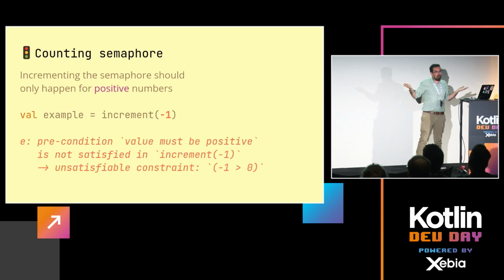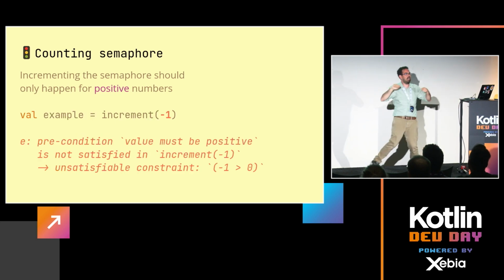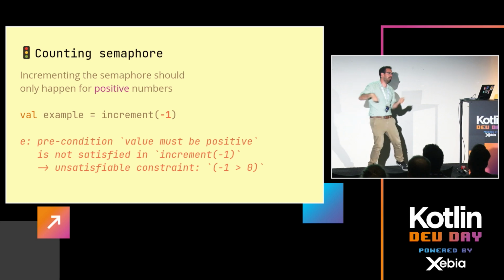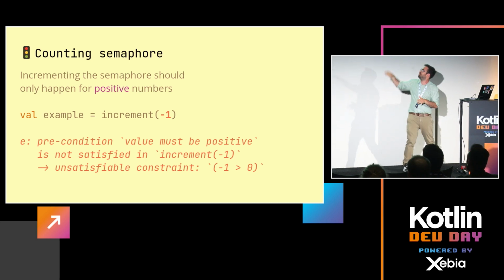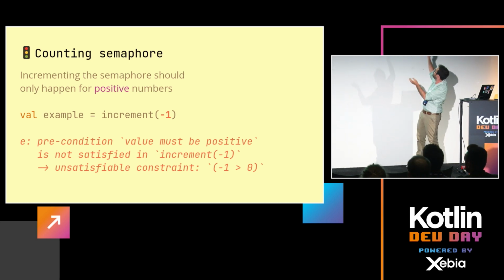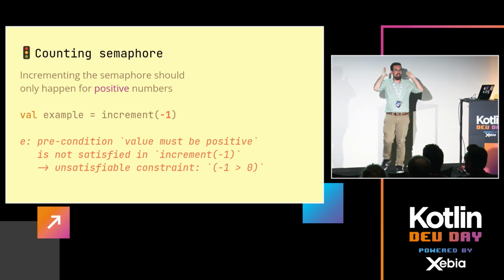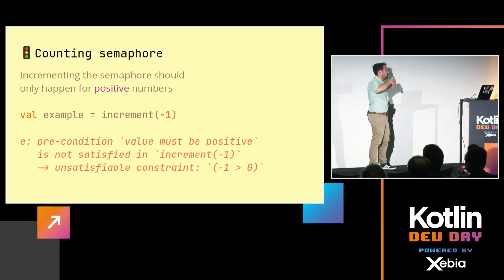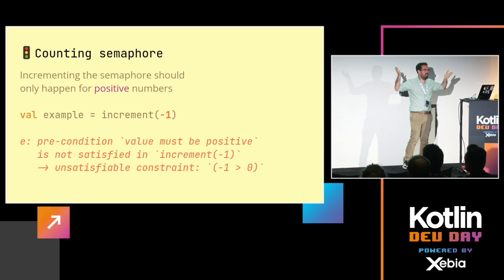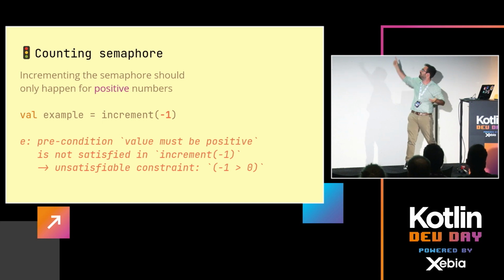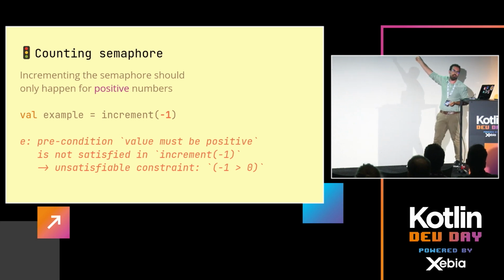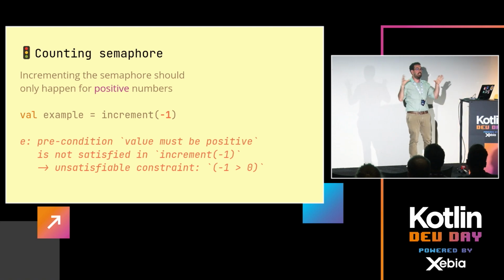So if you now go and write val example equals increment -1, arrow analysis will tell you there is an error: this precondition, value must be positive, is not satisfied in this particular place. Why? Because you told me that the value has to be greater than 0, and I figured out that -1 is not greater than 0. That's not true. So this is essentially what it's doing.